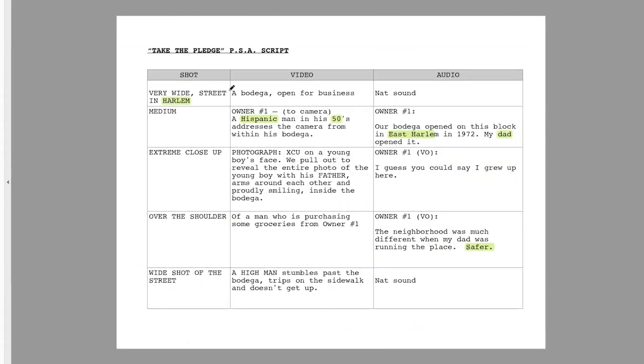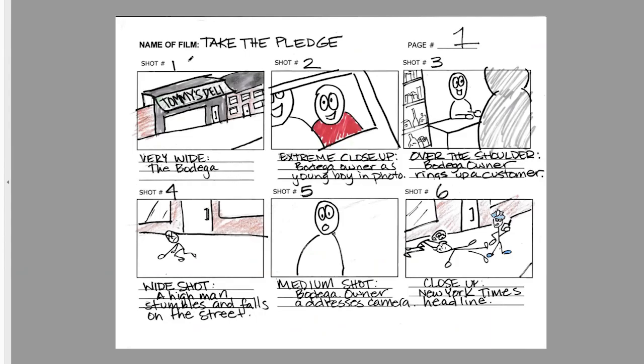So you can see with these things, I start with a very wide street in Harlem. And then we go to a medium on the man, an extreme close-up on a photograph, over the shoulder of the man purchasing groceries. You can see my work is not great. But if I say it's a very wide, this is a very wide. When I say there's an extreme close-up, there's an extreme close-up of this photograph, right? When I say there's an over the shoulder, there's an over the shoulder. That's someone's shoulder. And we're looking at the guy behind the counter.